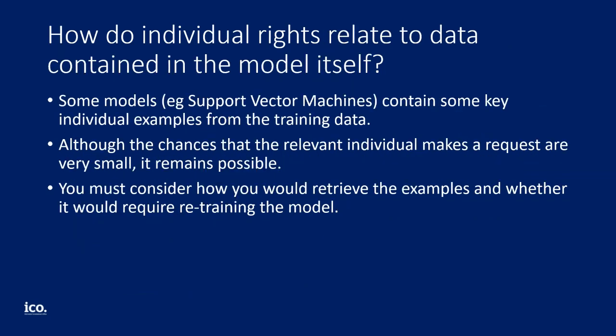I'll now briefly talk about how individual rights relate to data contained in the model itself. So this is for models such as support vector machines, which can contain some key examples from the training data in order to help distinguish between new examples during deployment. In these cases, a small set of individual examples are contained somewhere in the internal logic of the model. The training set typically contains hundreds of thousands of examples, and only a small percentage of them end up being used directly in the model. Therefore, the chances that one of the relevant individuals makes requests are very small, but remains possible.